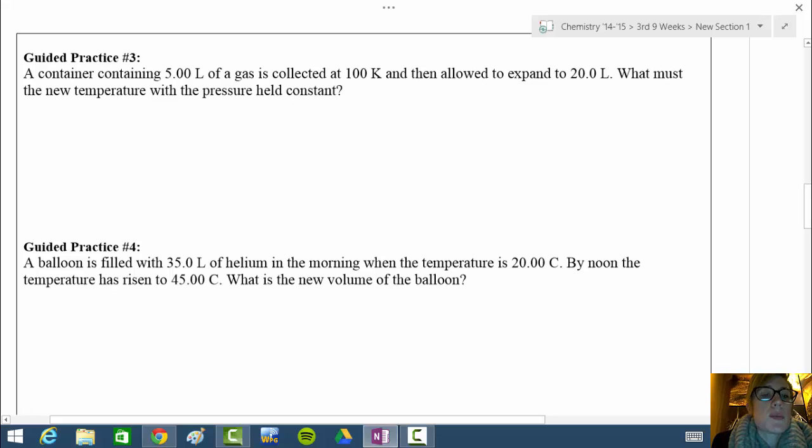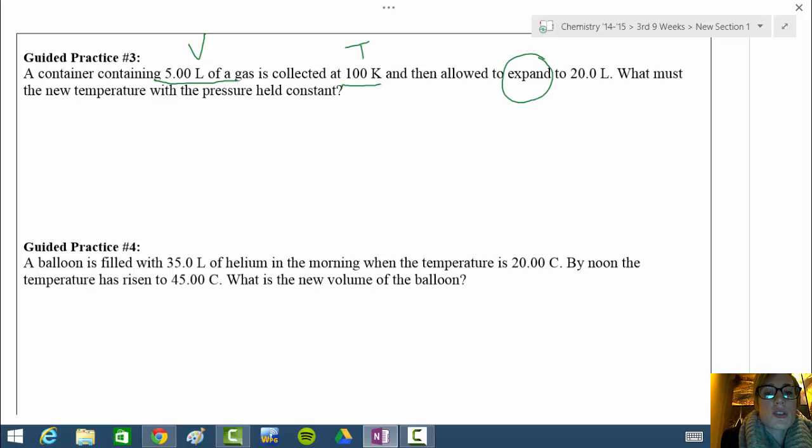In these, it specifically says that some of them are held constant. If anything's ever held constant, it means you can basically erase it from your equation. So when we're reading this one, it says we have 5 liters of gas, this is volume, collected at 100 Kelvin, that's temperature. Then it's allowed to expand, so that's my change. So anything before the change are 1s, so V1 and T1. This would be our V2, okay?